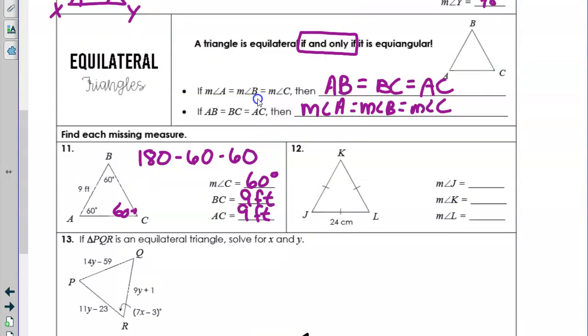Alright, so number 12, if all of my sides are congruent, how am I going to figure out each of those angle measures? If they're all congruent, that means they all are equal. Each angle is 60. Yes. So what did you get? They'd all be 60 automatically.